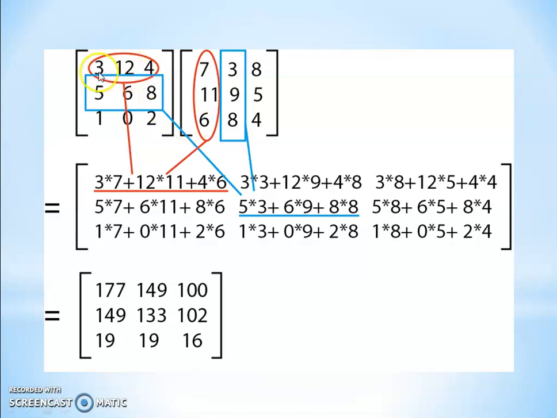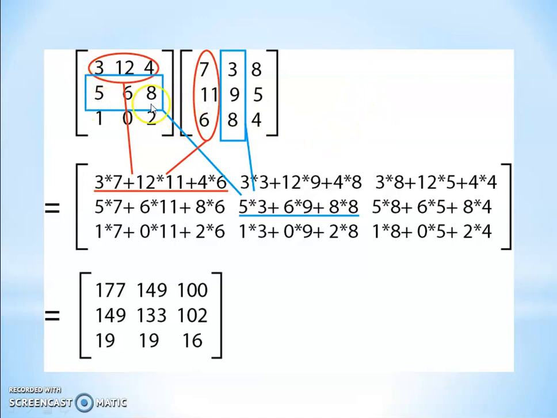So now we should take the multiplication of these matrices. How? 3 into 7 plus 12 into 11 plus 4 into 6. Now first row, second column, 3 into 3 plus 12 into 9 plus 4 into 8. Now first row, last column, 3 into 8 plus 12 into 5 plus 4 into 4. We cover the first row with each column of the second matrix.